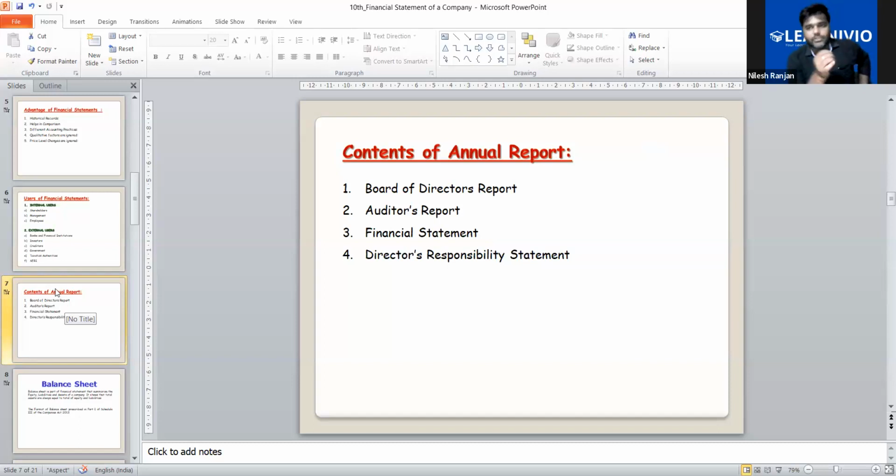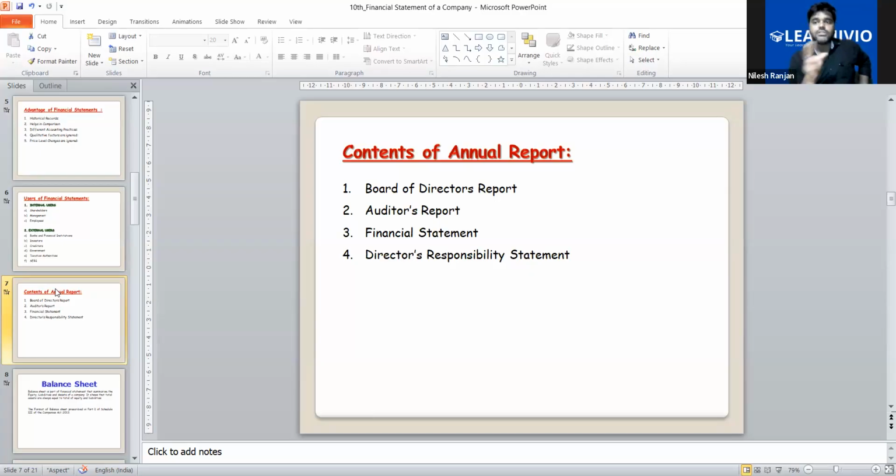First of all, what is annual? Annual report means after completion of every year, we prepare our financial statement. And there are some other records also that we prepare at the end of every year. At the end of every year, we have to submit these reports after preparation to the government. The government will verify and check all the details, and then it will accept the data. So we have to submit this to the government.